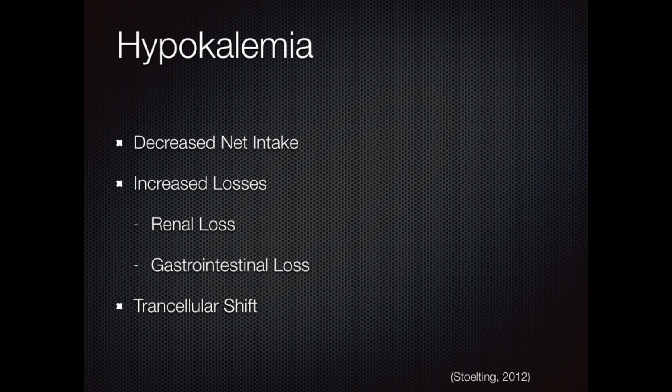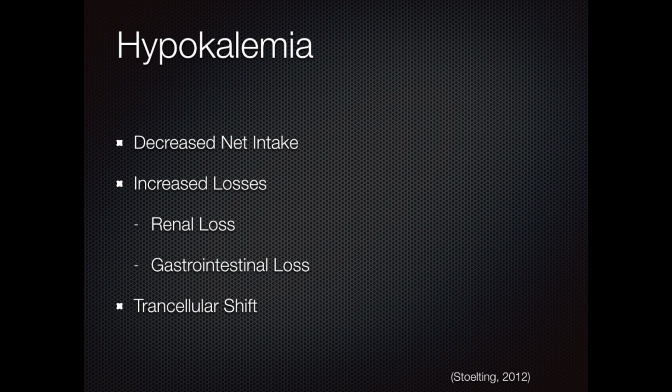Hypokalemia can be caused by decreases in net intake, losses, or transcellular shifts in potassium. Potassium losses include renal and gastrointestinal. Renal losses include hydrochlorothiazide, loop diuretic, mineral and glucocorticoid, and antibiotic administration, as well as magnesium depletion, surgical trauma, hyperglycemia, and hyperaldosteronism. Gastrointestinal losses include vomiting and diarrhea, Zollinger-Ellison syndrome, jejunal bypass, malabsorption, chemotherapy, and nasogastric suction.